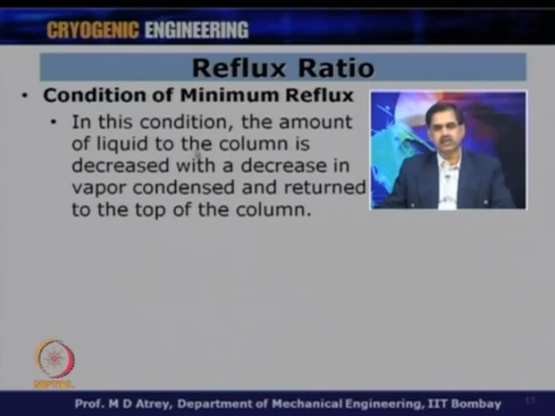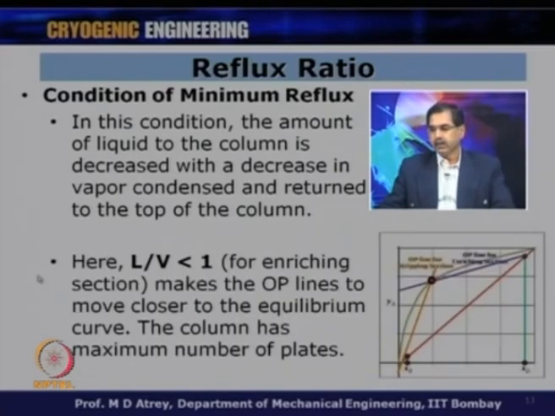So, these could be the two reasons because of which your L, which is coming down from the condenser, is going to decrease. So, L by V in this case is going to be less than 1, much less than 1 for the enriching section. Again, correspondingly, my L by V would also shift for the stripping section. This is the extreme condition I am talking about, when both of them meet on the equilibrium curve.